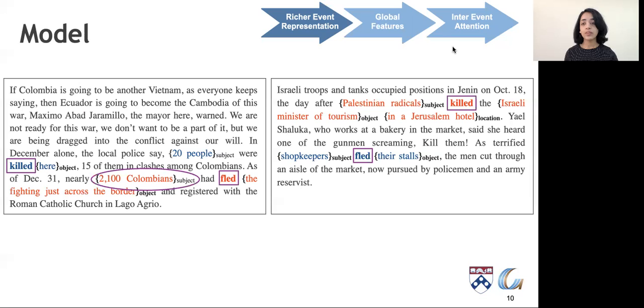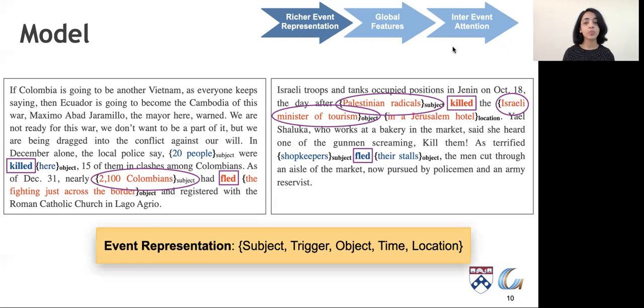The subject 2,100 Colombians of the event fled increases its significance, and similarly the subject Palestinian radicals along with the object the Israeli Minister of Tourism increase the significance of the killed event on the right. Inspired by these observations, we augment the representation of the event mention with its subject, object, time, and location information.